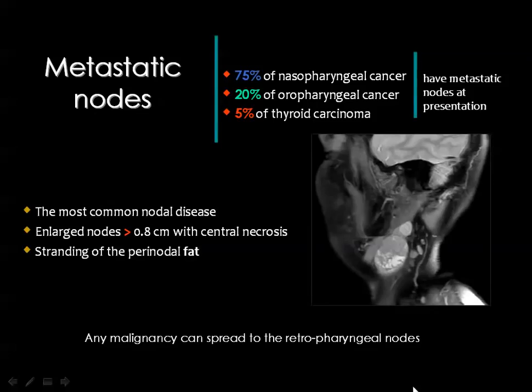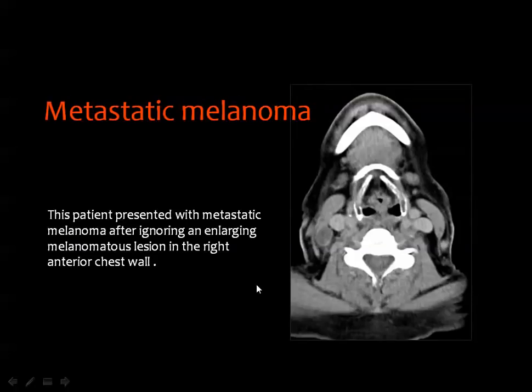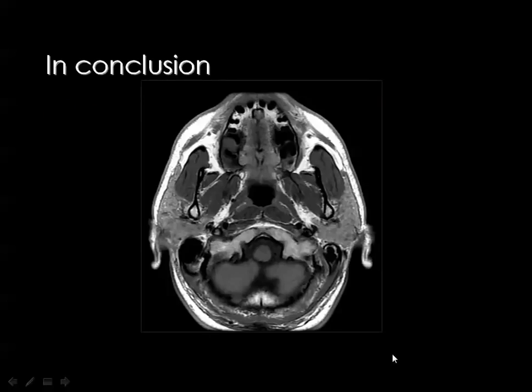the neck? Then metastatic nodes are usually secondary to head and neck malignancies, particularly nasopharyngeal carcinoma in about 75% of cases, oropharyngeal cancer in about 20% of cases, and thyroid cancer in about 5% of cases. The nodes are usually necrotic and they contain areas of breakdown. And this is a case of melanoma. You can see this nodal metastasis with necrotic center. If you know the primary, it is easy to diagnose that this is a metastatic node.